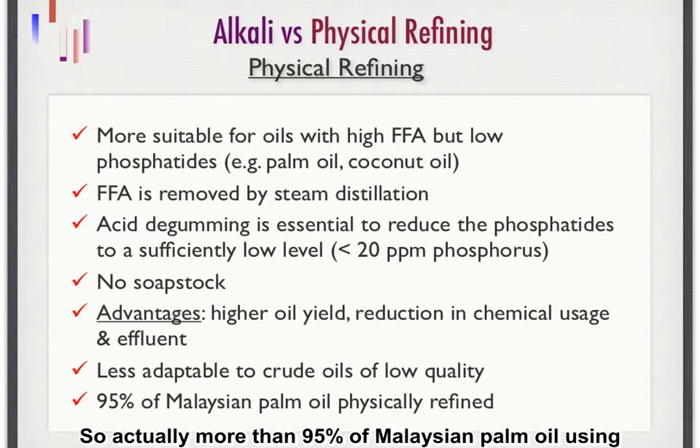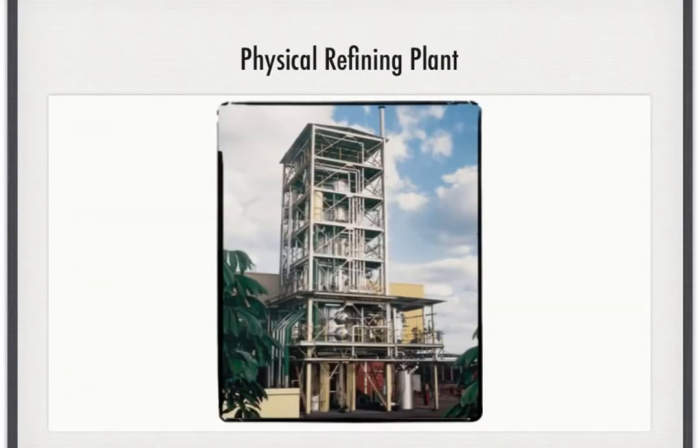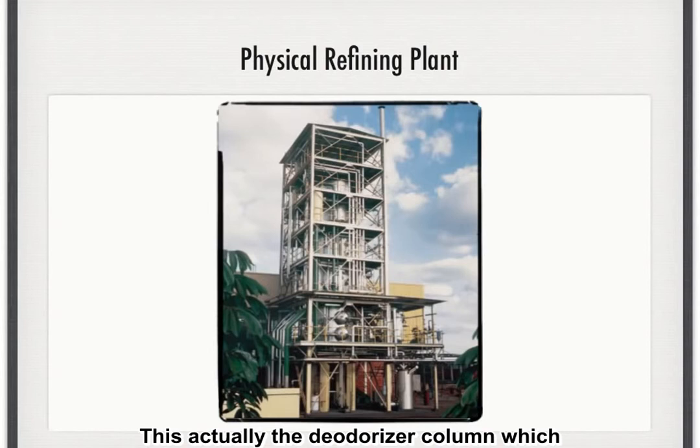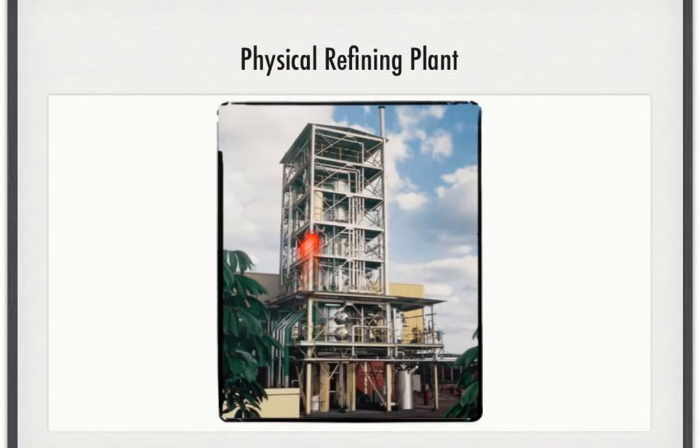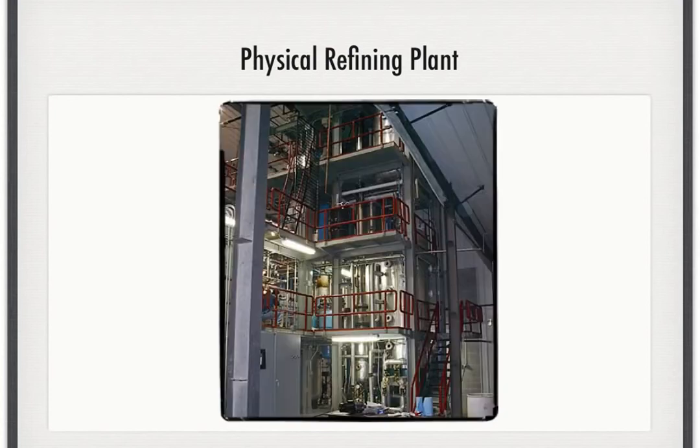alkali refining. So next time, if you happen to pass through a palm oil refinery or palm oil factory, probably you will see this tall structure, or tall column, here. This is actually the deodorizer column, which uses steam distillation principles to remove the free fatty acid from the crude palm oil. And this is how it looks from inside the refinery plant.